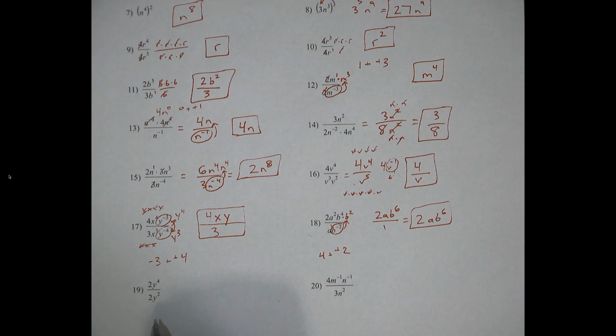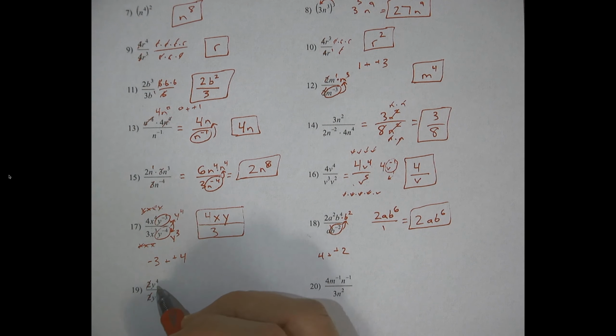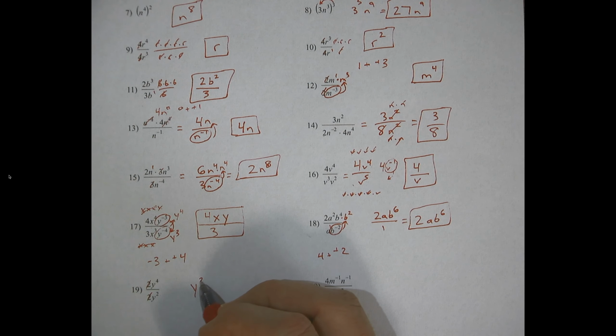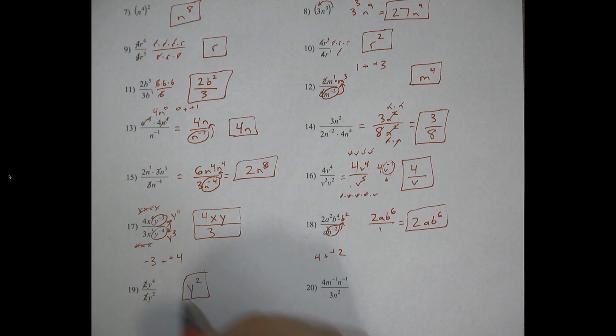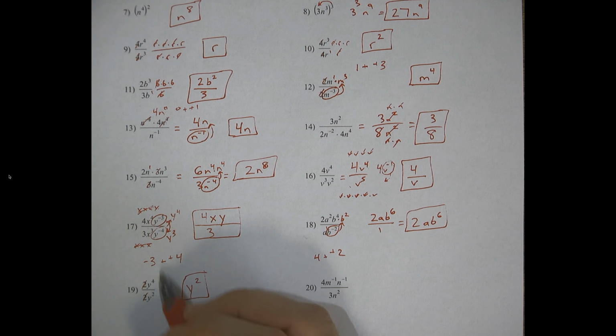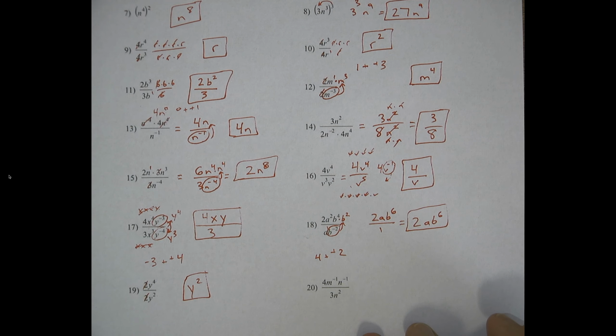All right, we get to 19 and just kind of random. It's an easy one. 2 and 2 cancel each other. 4 minus 2, because this is quotient, this is division, so 4 minus 2 leaves you just positive 2. Done. Or think about you have 4 on top, 2 on the bottom, so these 2 cancel 2, and there's still 2 more left on top.